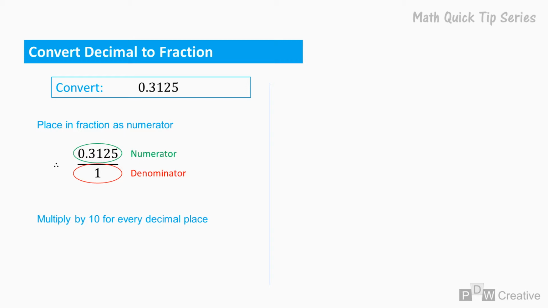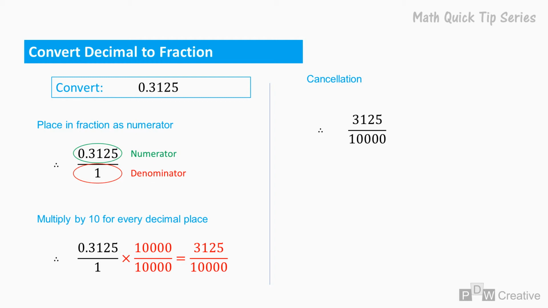If we multiply top and bottom of the fraction by 10 for every decimal place, we will eventually remove the decimal. So, as the decimal reduces, 1 grows. So, 4 decimal places means 4 zeros added to 1. In writing, it looks like this.